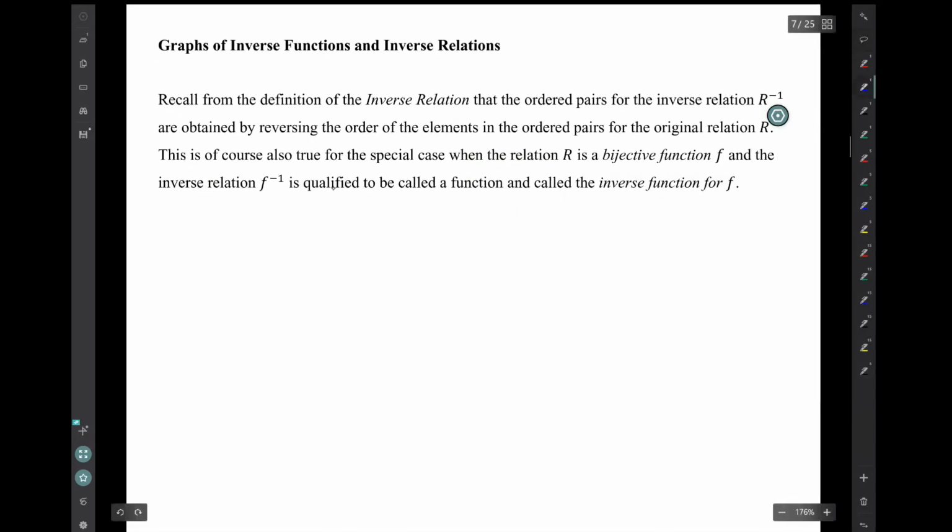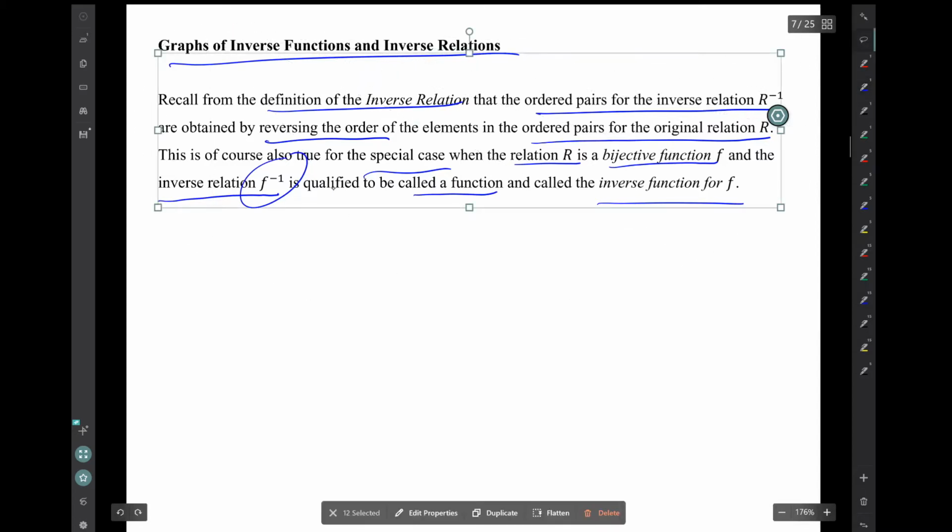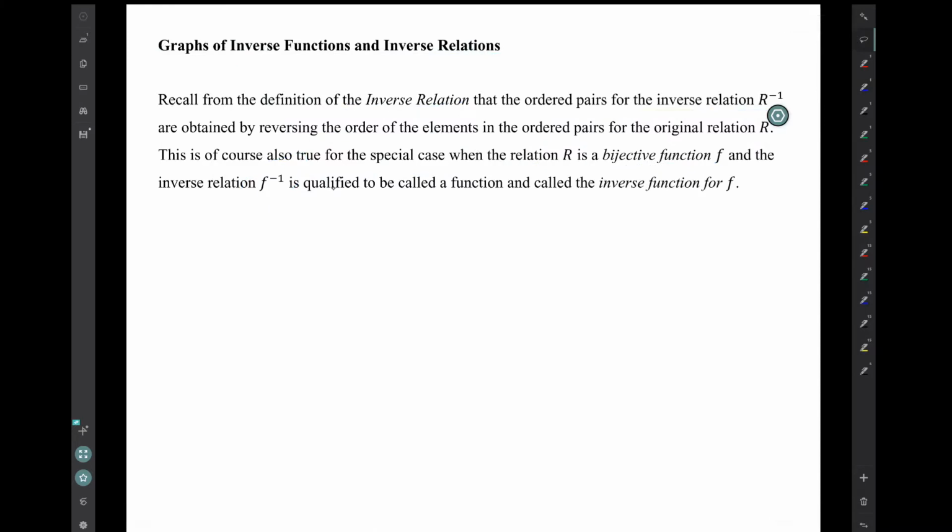Now what about the graphs of inverse functions and inverse relations? Recall from the definition of the inverse relation that the ordered pairs for the inverse relation are obtained by reversing the order of the elements in the ordered pairs for the original relation. So that's, of course, also true for the special case where the relation R is actually a bijective function, and the inverse relation, denoted f superscript -1, is actually qualified to be called a function then, and that's called the inverse function.